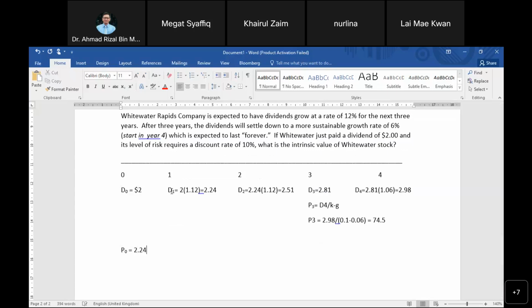So it's 2.24. What is the discount rate? 1.1 to the power of -1. Why -1? Because this is the end of year 1. Next is 2.51, 1.1 to the power of -2, then 2.81, 1.1 to the power of -3. Remember, you also need to discount P3, which is in the same year as D3. So in year 3, you have two cash flows, D3 and also P3. Your P3 would be 74.5.